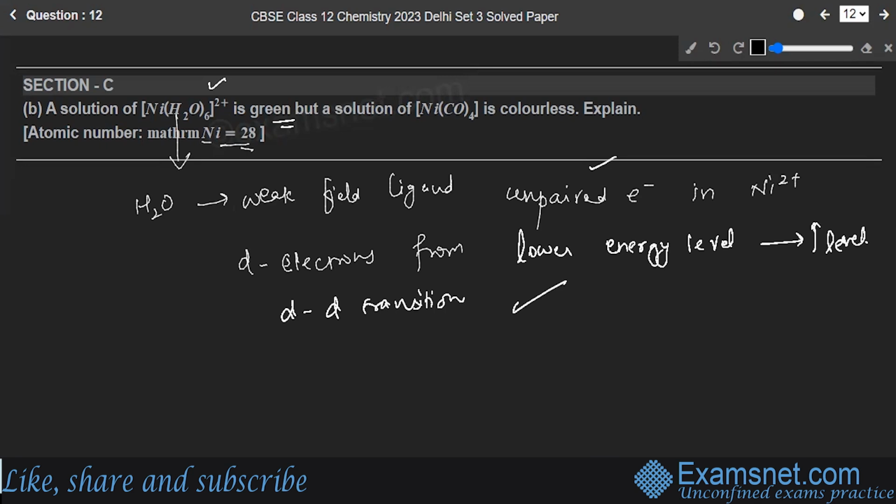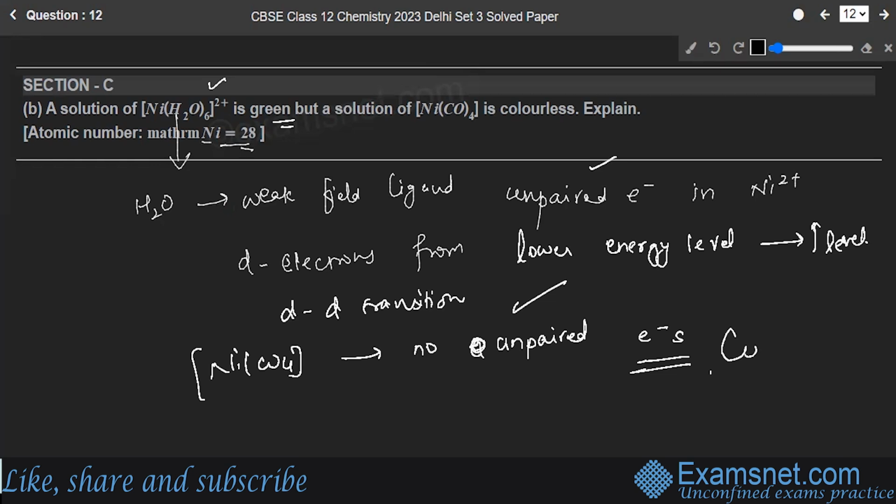While if I talk about nickel tetracarbonyl, this has no unpaired electrons. CO is a strong field ligand and causes pairing of the electrons. Therefore, it is colorless. Hope you are clear with this.